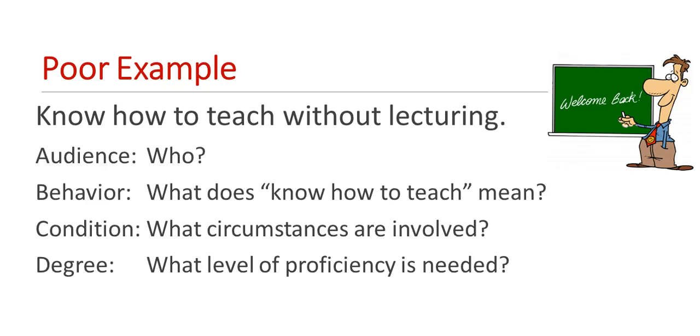Okay, one final example, a poor example. Know how to teach without lecturing. Who is the audience? It doesn't say. What does know how to teach really mean? Under what circumstances? It's not stated. And we do not know the level of proficiency either. So let's rework this and see what we come up with.